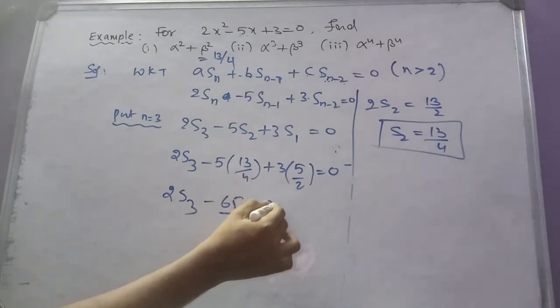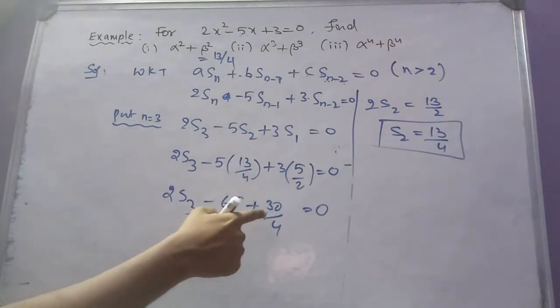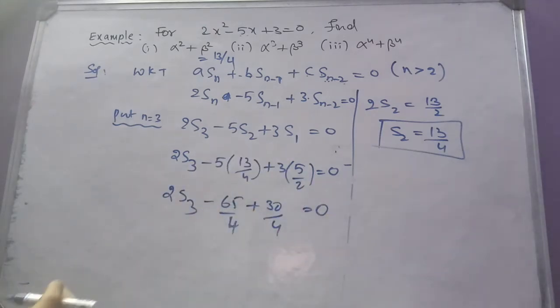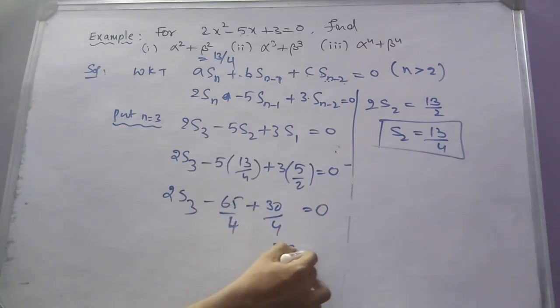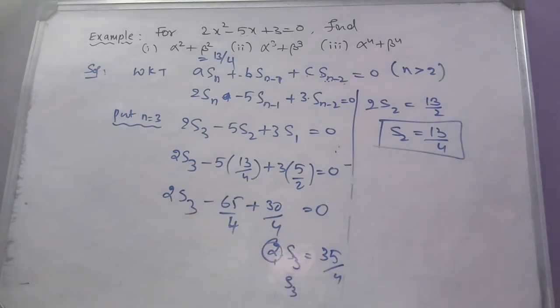Here I'll get 30 by 4, right? So minus 65 by 4 plus 30 by 4, if it goes to the right side, you'll get 35 by 4. So 2 times s3 is equal to 35 by 4. And if the 2 goes to the right side, it will go to the denominator. Therefore, s3 is equal to 35 by 8.